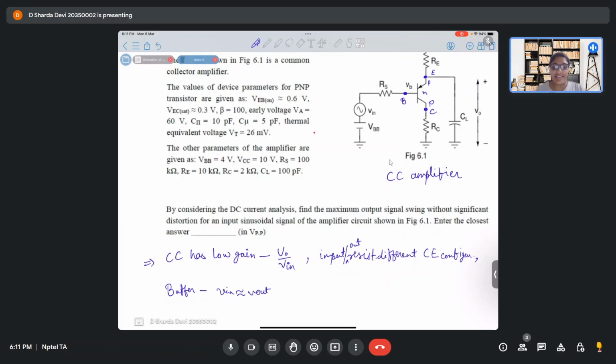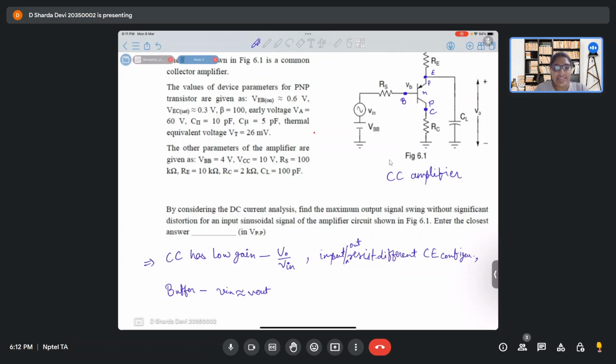But you'll ask, why do we need a buffer? When input is being translated to output, why do we need a buffer circuit? I can simply connect a wire, right? In a wire, your input will be equal to output. But we are using a buffer, which is a proper circuit. So what is the use of this buffer?